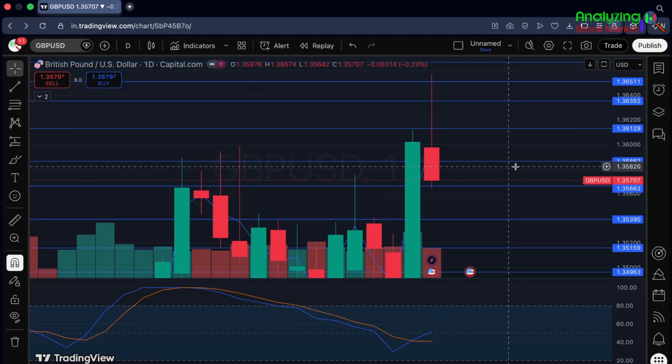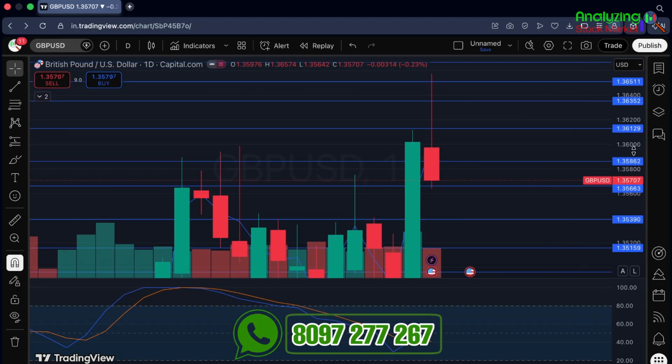Now let's talk about the closing first. 1.35707 was the closing here. The direct support is 1.35663. The direct resistance is 1.35862. After the direct support, there is a support of 1.35390 and then 1.35159. After the direct resistance, there is a resistance of 1.36129 and then 1.36352.